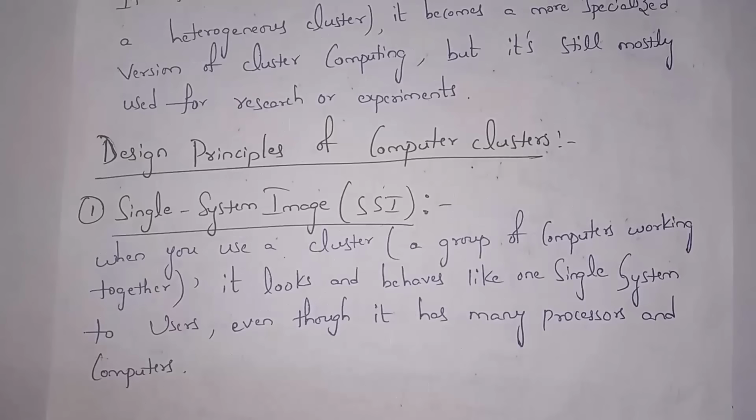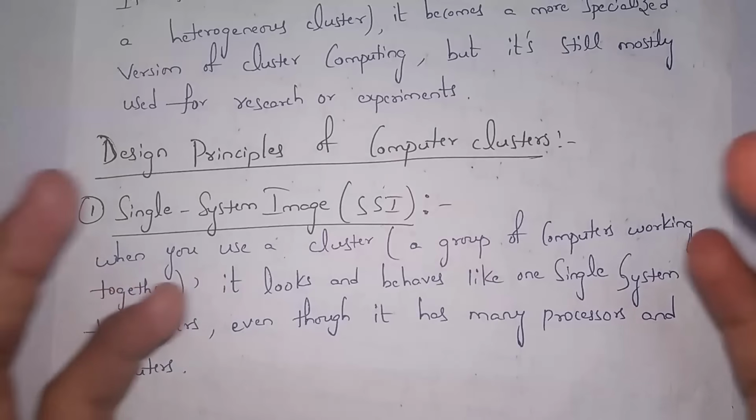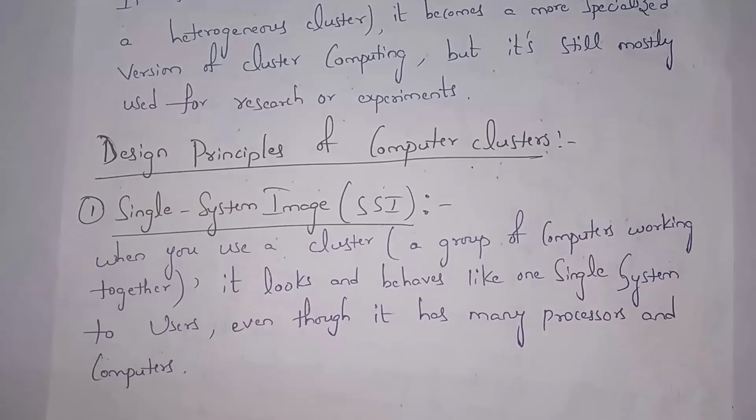These are various design principles of cluster computing, and the first one is single system image. Shortly we call it SSI. Cluster is nothing but a group of computers working together in order to solve one task. So when you use a cluster, it looks and behaves like a single computer. Even if it has many processors or computers, it will look like a single computer. This is the meaning of SSI.